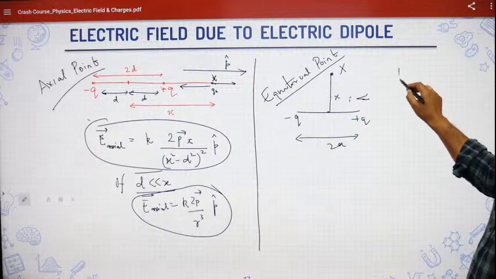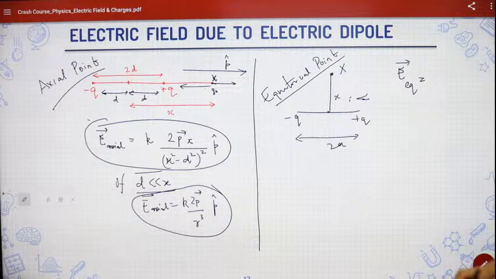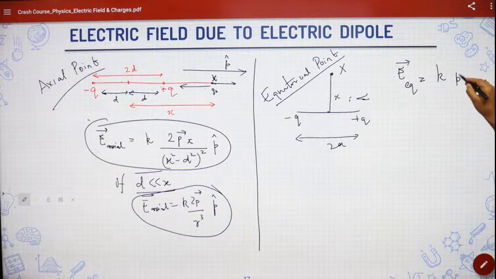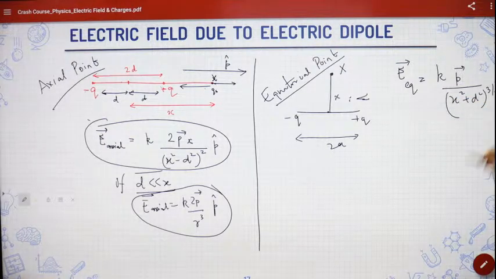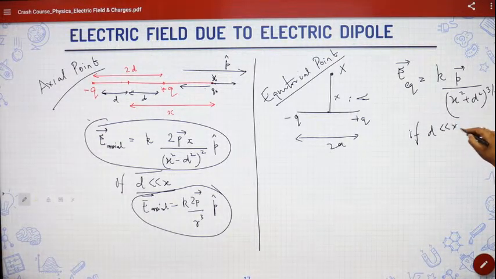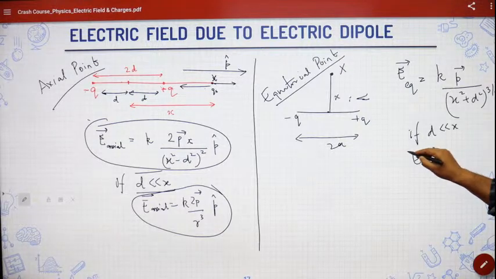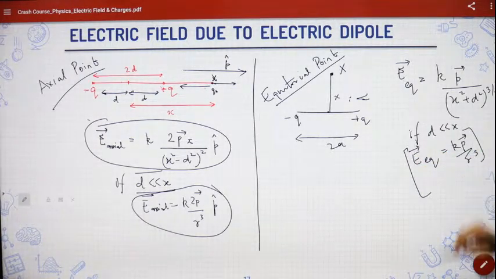If you solve and find, you will come to know that the electric field at that equatorial point is equal to k into p divided by (x square plus d square) power 3 by 2. Not only that, in the same way, if d is very much less than x, you will get E equatorial is equal to k into p by r cube.